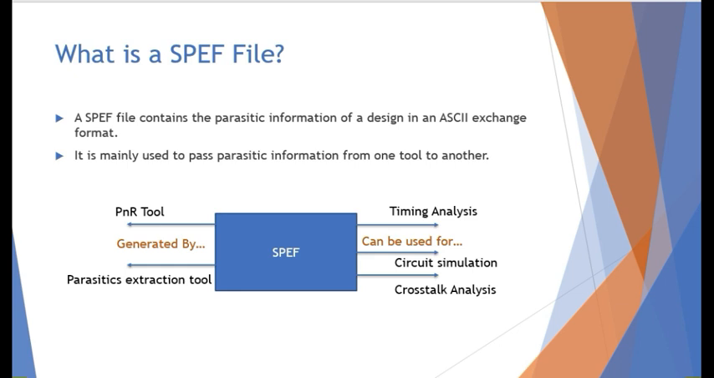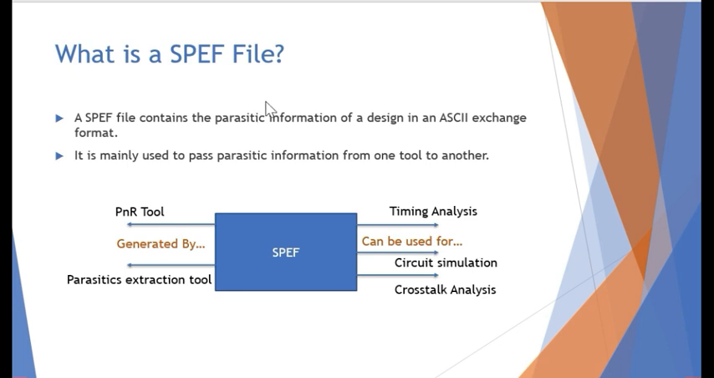So what is a spef file? A spef file contains the parasitic information of a design. What is parasitic information? Mainly the resistance and capacitance values. So a spef file contains the parasitic information of a design in an ASCII exchange format. So this is a file which user does not create manually.